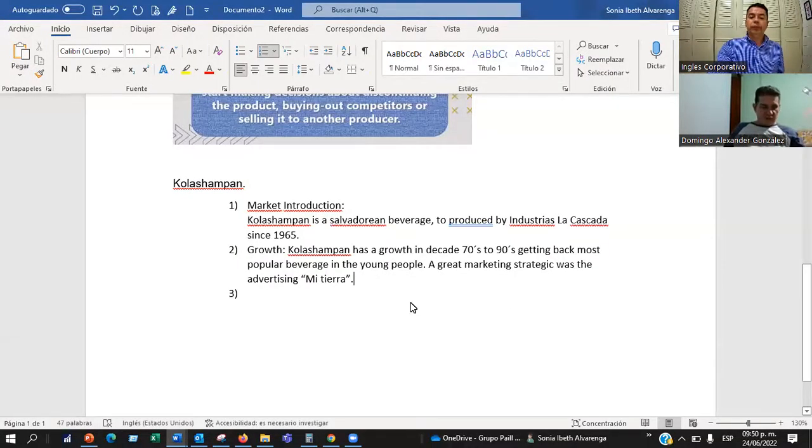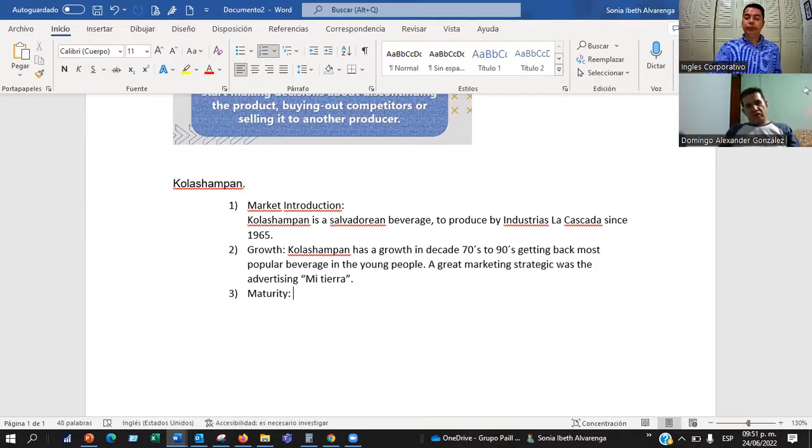Maturity. Actually, the beverage is still alive. It's a nostalgic beverage, a Sunday beverage with pupusas, and there was a change of image. The package is different. In 5 years, the bottle was glass. Glass bottle.